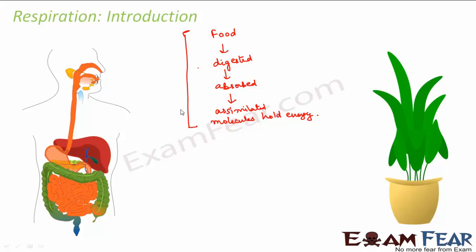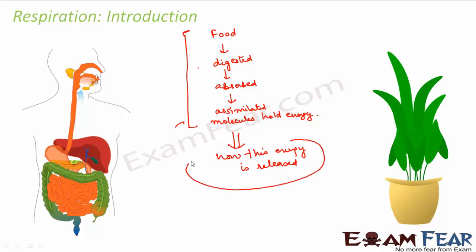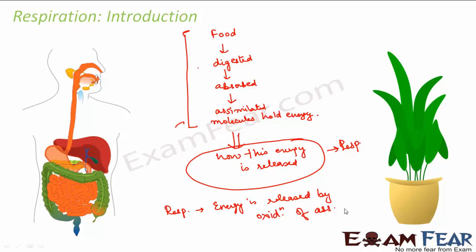So the question is how this energy is released. This is what we are going to talk about in respiration. Respiration says that this energy is released by oxidation of the assimilated molecules. So what does respiration say? That the energy is released by oxidation of the assimilated molecules.